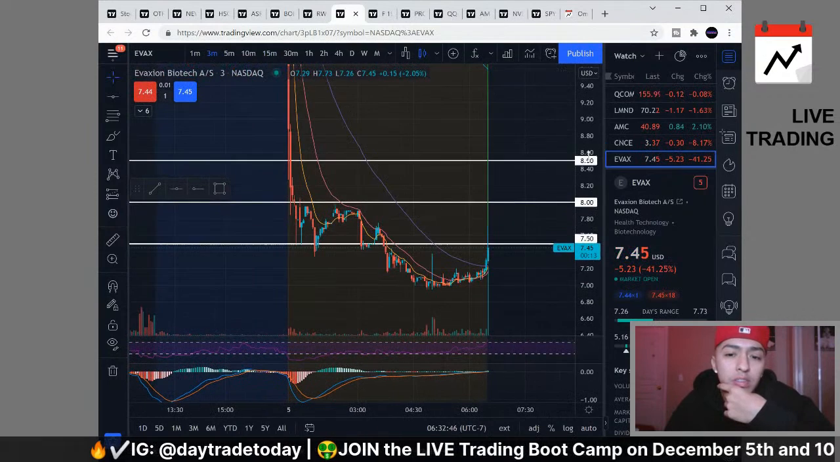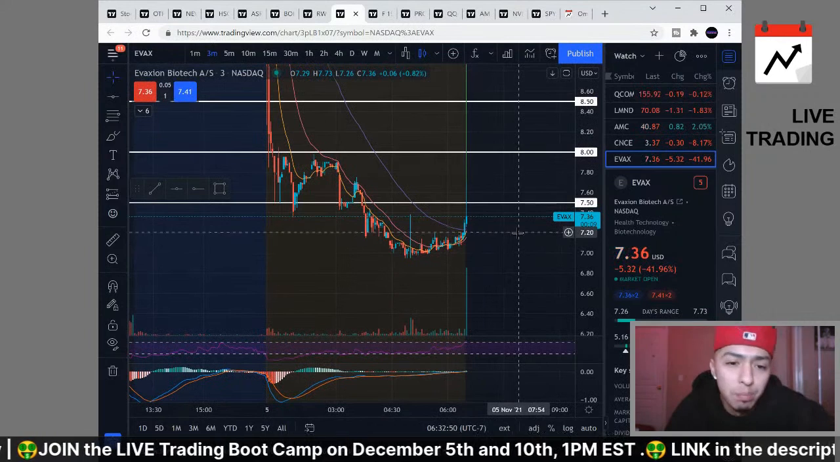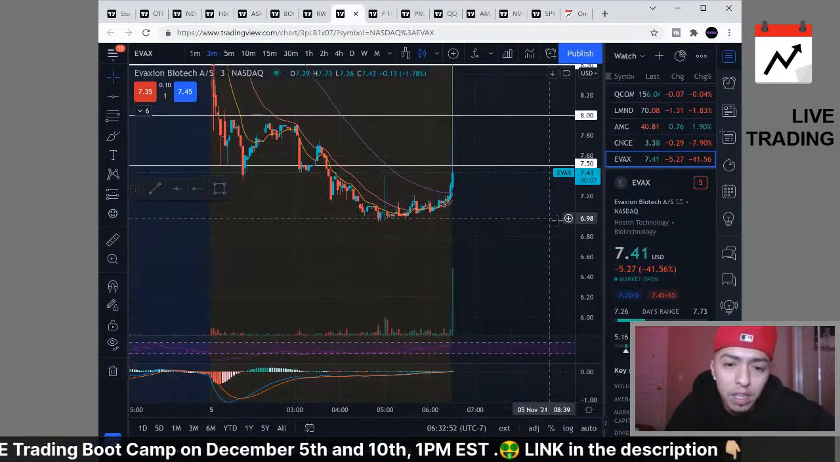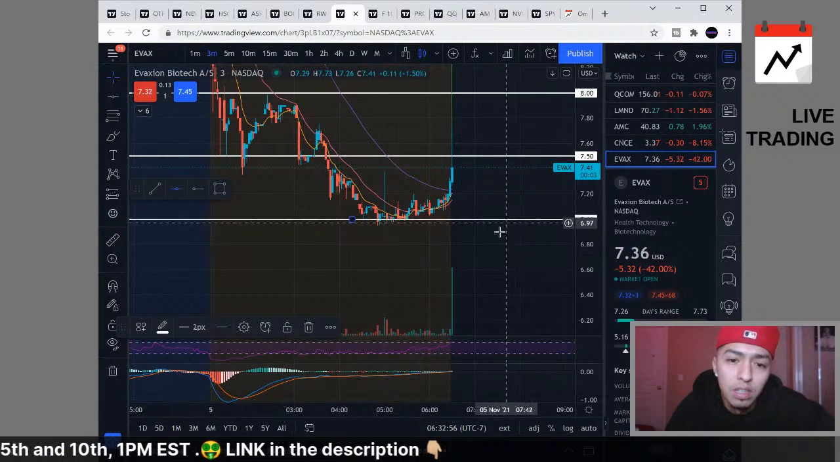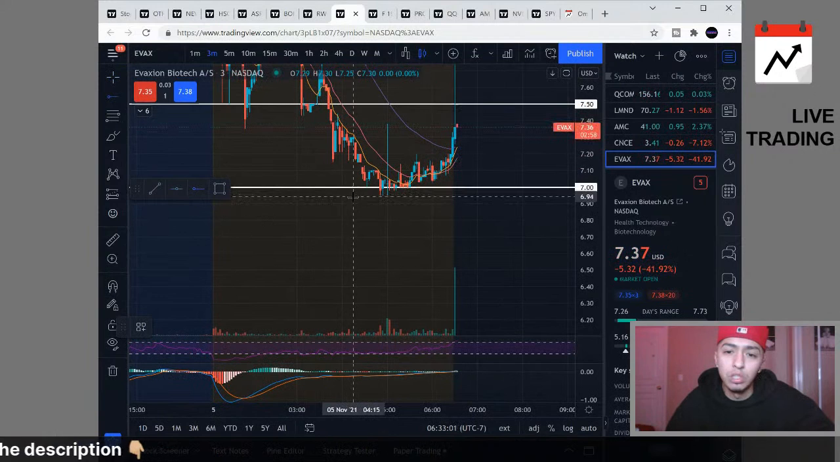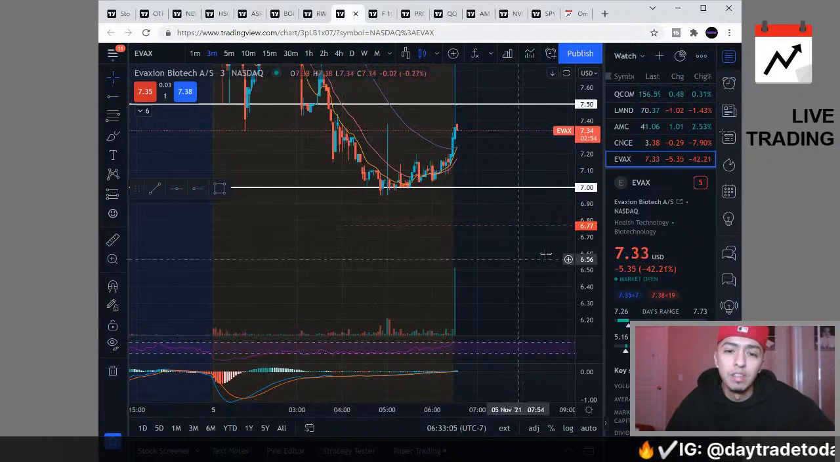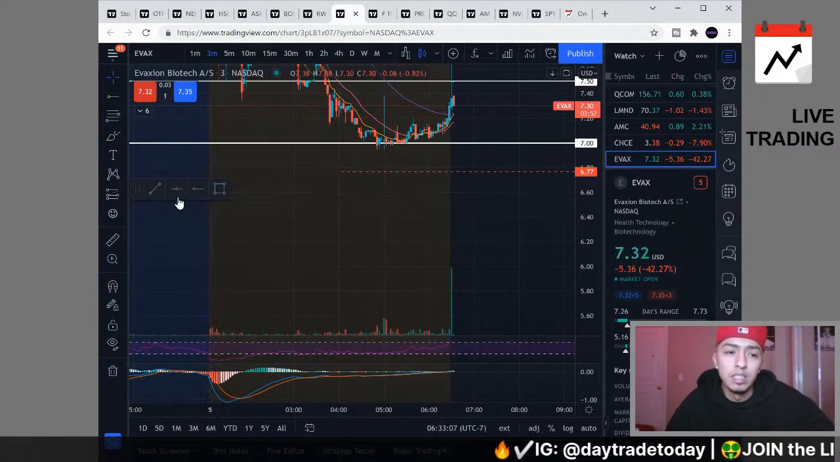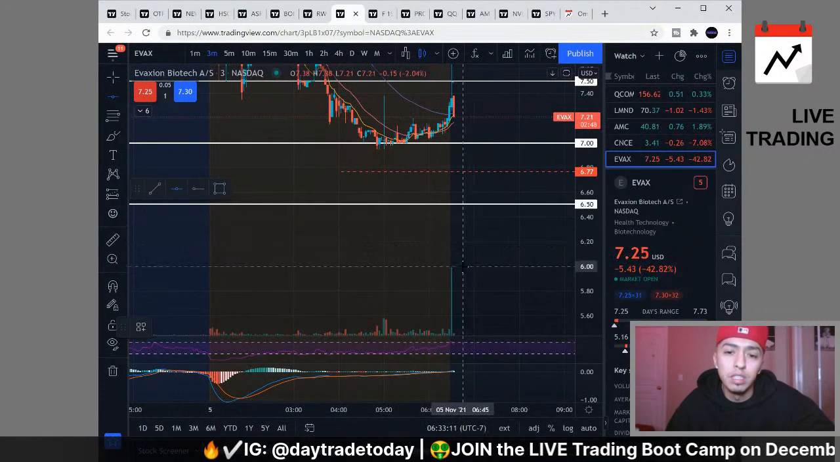EVAX is not looking so great. If anything, you can maybe short EVAX. I'd probably short EVAX after $7. After $7, maybe take a short entry at 6.77, and you could probably ride this down to maybe 6.50, maybe even $6.